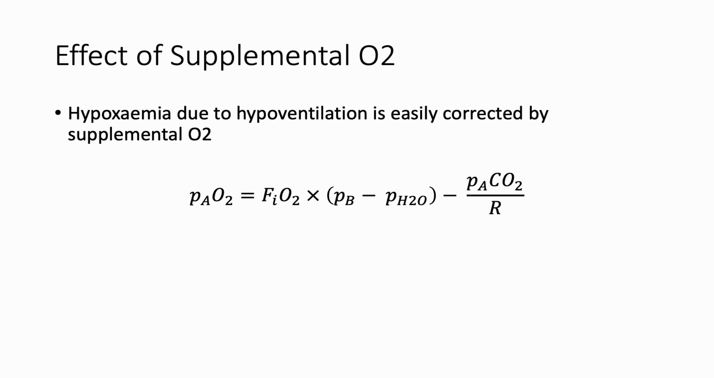Hypoxemia due to hypoventilation corrects very easily by giving supplemental oxygen, and we can show this using the alveolar gas equation, that if we increase the value of this term, it will very easily increase the value of the alveolar PO2.